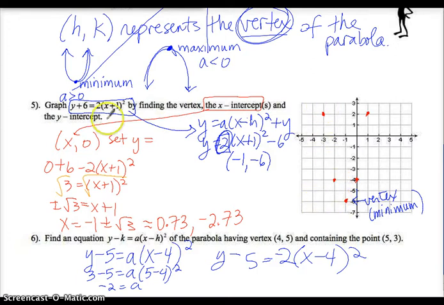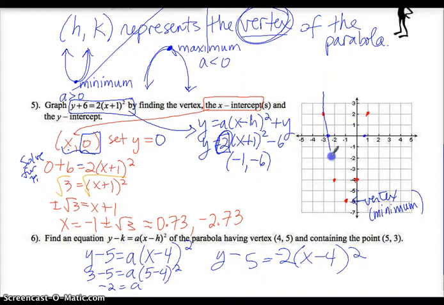Or you can find your x- and y-intercepts. How do you find your x-intercepts? Well, you set y equal to 0 and solve for x. So here, y equals 0: 0 plus 6 equals 2 times the quantity x plus 1 squared. I move my 2 over by dividing each side by 2. And I notice it's like completing the square, so I take the square root of both sides. x plus 1 equals plus or minus root 3. So therefore, x equals negative 1 plus or minus root 3. Plug that into my calculator, and then I can get a better approximation.